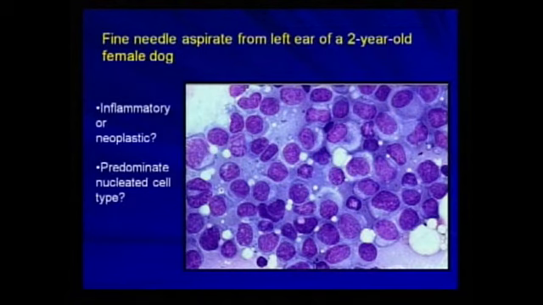Well, let's take a look at this one. Now, unfortunately, we don't have an erythrocyte, but this is the left ear of a dog. Okay, so can't really tell what the size of it is, but this is a skin lump. It was a 2-year-old dog from the left ear. First question is it inflammatory or neoplastic? I don't see a single neutrophil, so why would I think it's inflammatory? What is the predominant nucleated cell type?